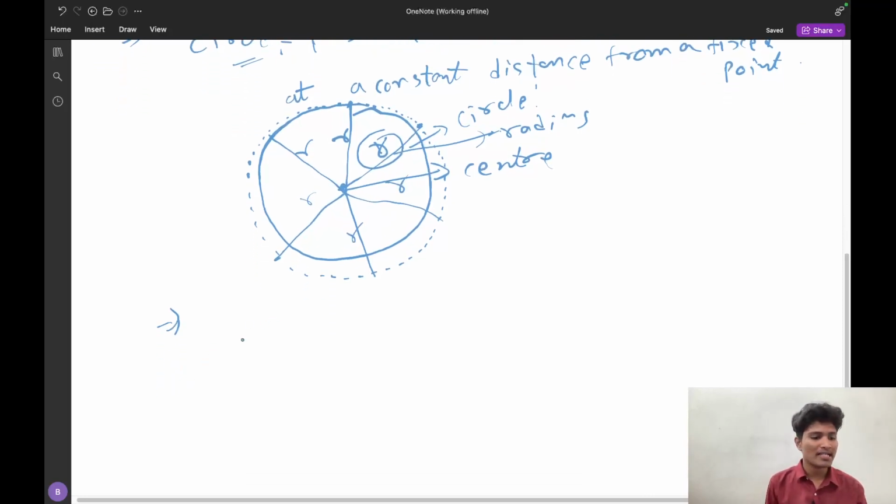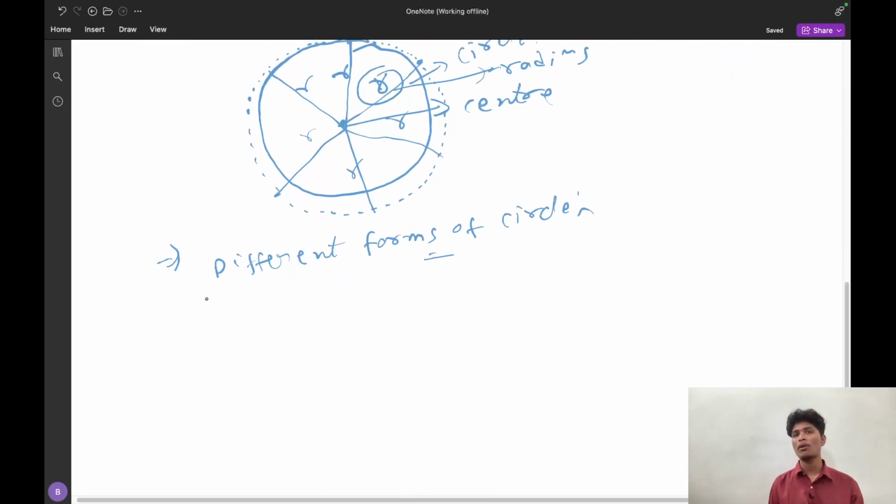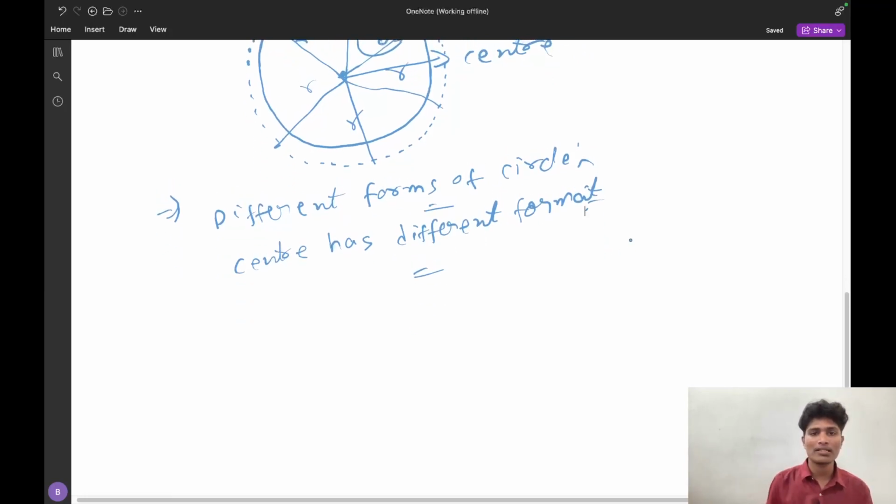And now we will discuss the different forms of circle. There are so many forms of circle. Why are there so many forms? There are so many forms because the center has different formats. In order to explain this, I can take examples. The center has different formats.